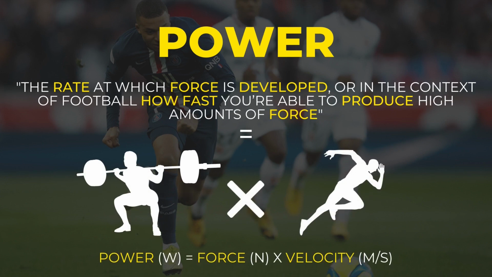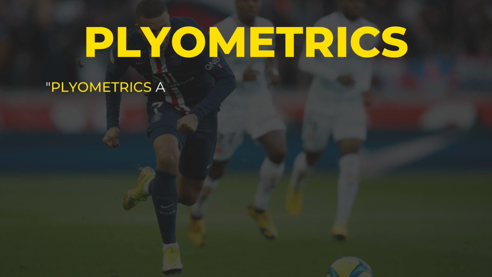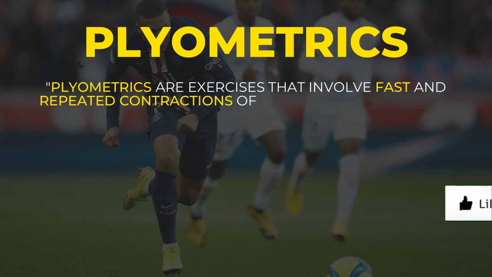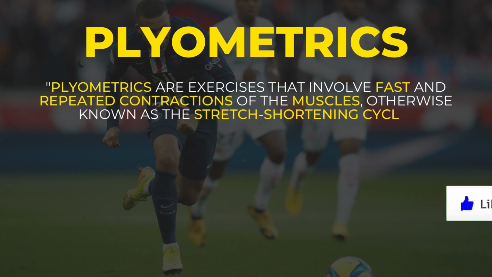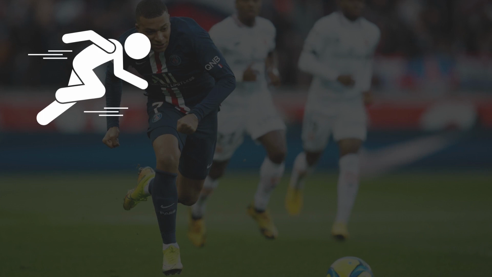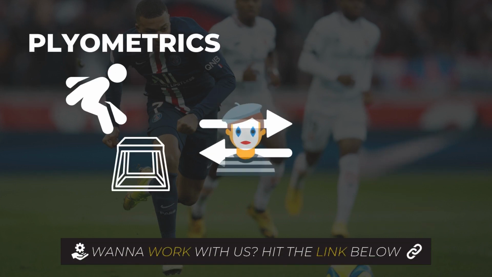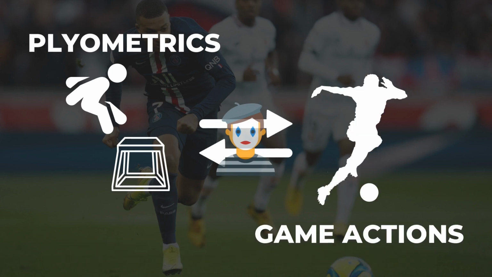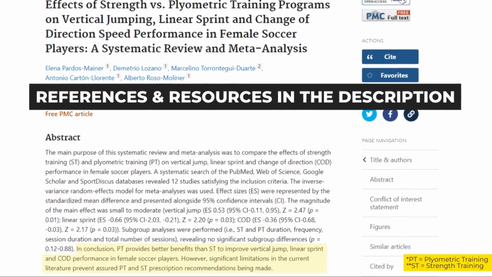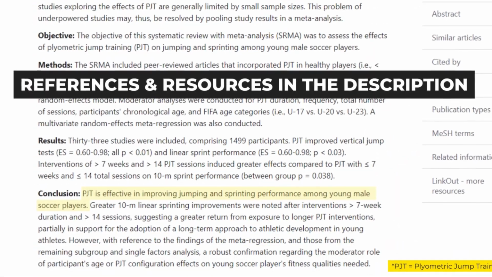Now, how do these two training qualities relate with plyometric training, you may want to ask? So plyometrics are exercises that involve fast and repeated contractions of the muscles, otherwise known as the stretch shortening cycle. This cycle we see in plyometrics is present in a variety of athletic movements you have to execute on the field, such as sprinting, jumping, and cutting directions. So plyometric training basically mimics the movements as well as the rate at which force is exerted during the various actions of the game. Put in simple words, plyometrics will help you generate more force in shorter time frames, aka they will help you develop power if, of course, you use them properly.